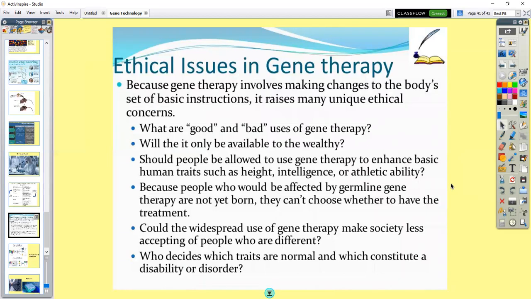There are ethical issues again with gene therapy. Who decides what uses are good and bad? Should it only be available to people who can afford it? What types of genes do we try to switch on or switch off, if you like, or replace in terms of gene therapy as well? A number of questions there you can see.